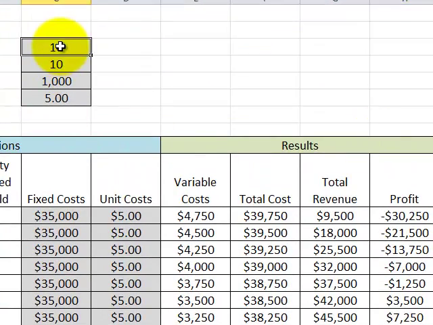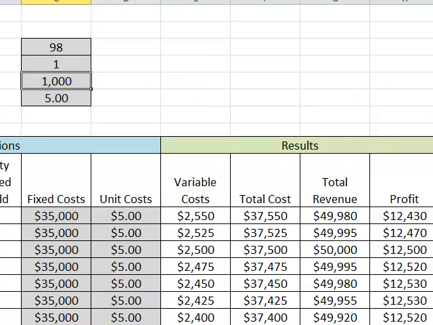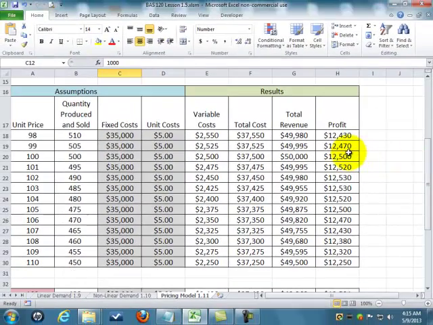Now, the power of this is we could say, well, let's start at 98. Let's go in increments of $1. Okay, so now our model's updated, and now we can look right in here: somewhere between $102 and $103 is where we maximize our profits, because we're going up, up, up. So given this demand function and given the assumptions for fixed costs and unit cost, our sales price would be somewhere between $102 and $103 that would maximize our profits.